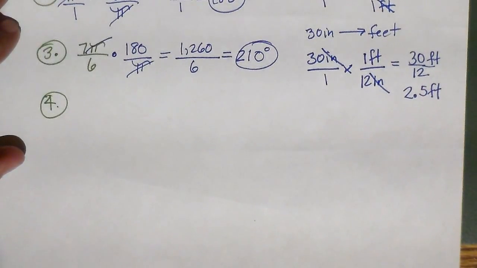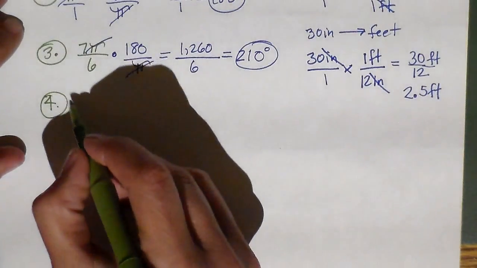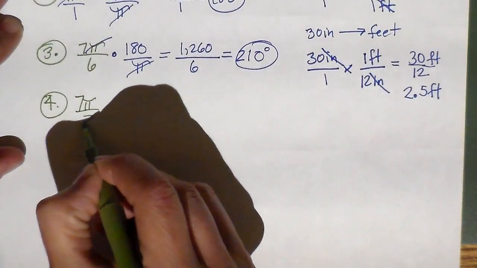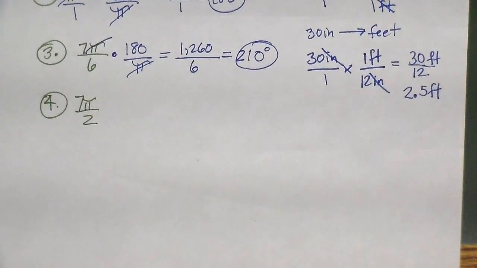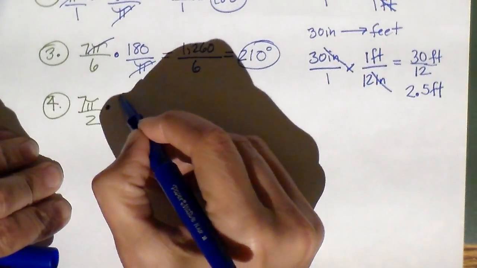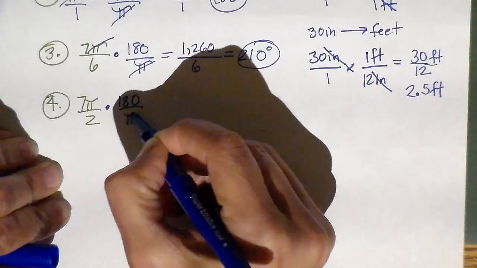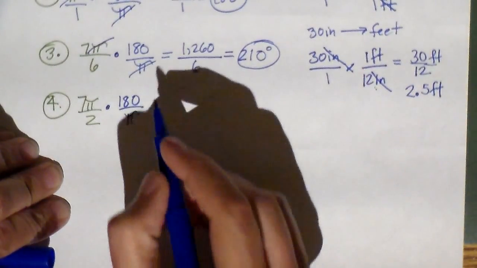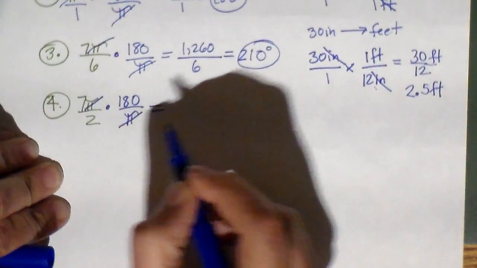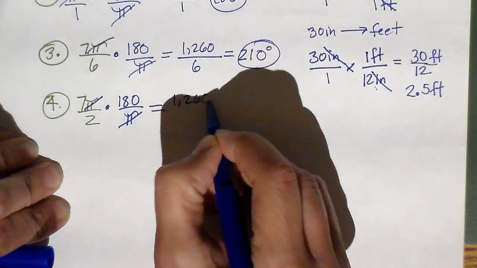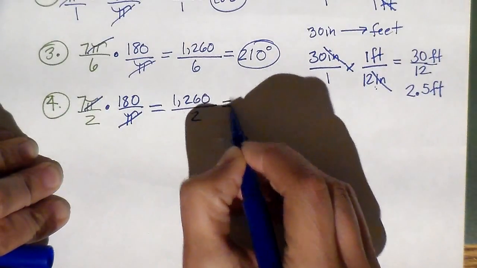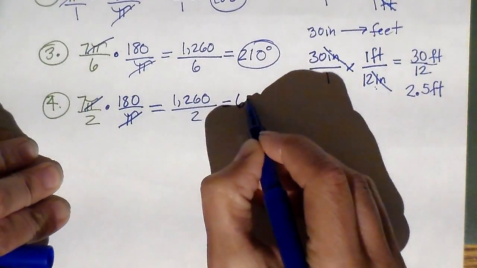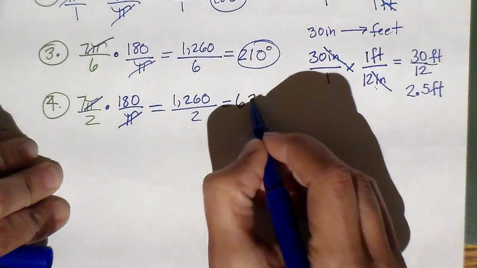So let's look at an example of that. Let's do 7 pi over 2. I want to know how many degrees is 7 pi over 2. I'm going from radians to degrees, so I'm going to put the radians on the bottom, just like when I went from inches to feet, inches went on the bottom. So when I multiply across, the pi's cancel out. I get 1,260 on top. I get 2 on the bottom. And that's going to come out to 630 degrees.